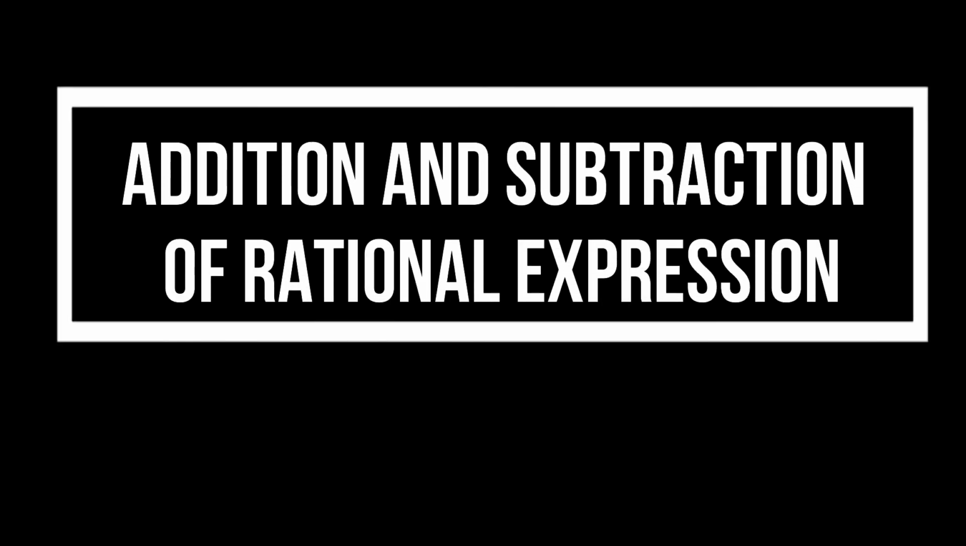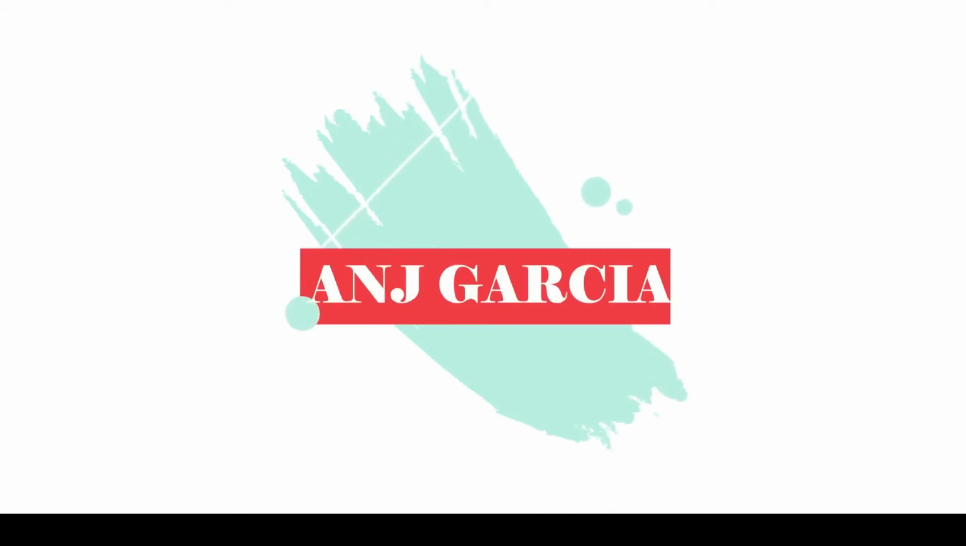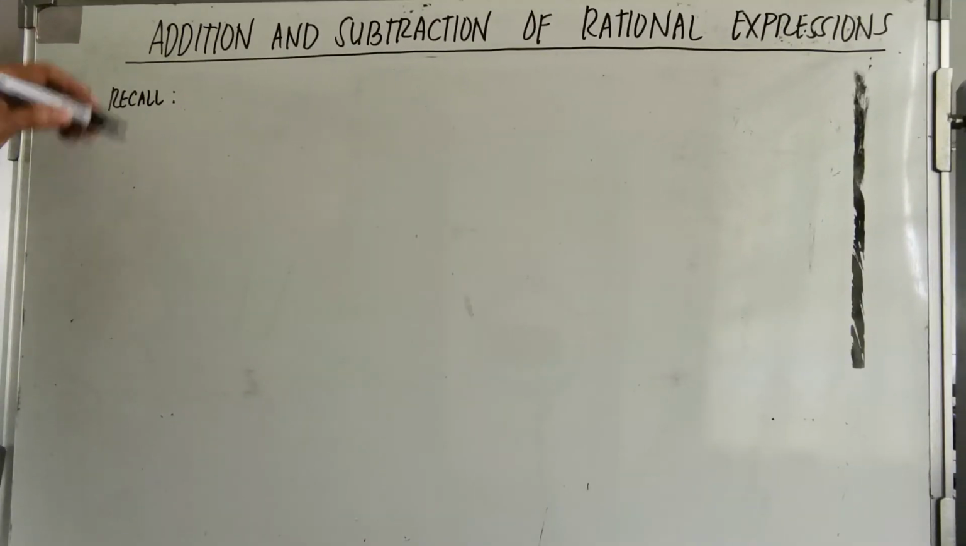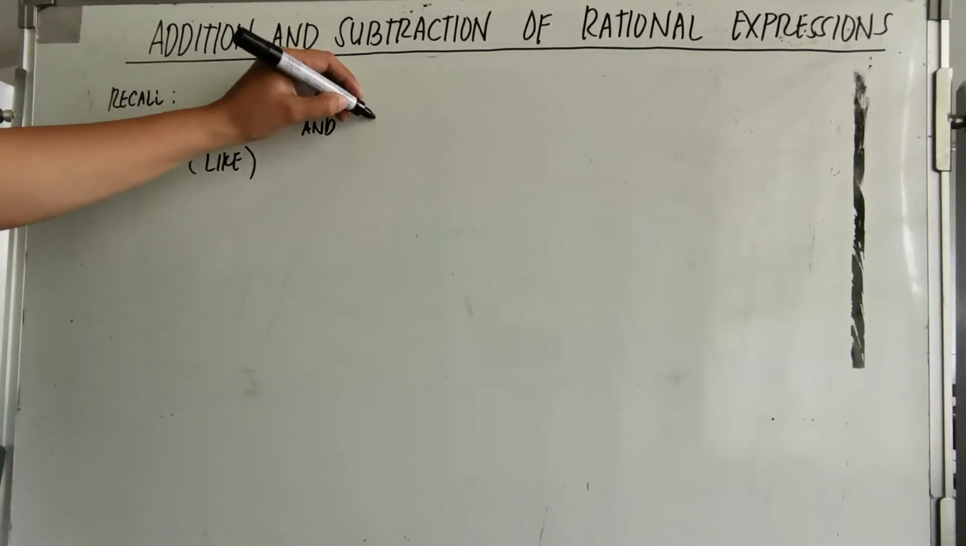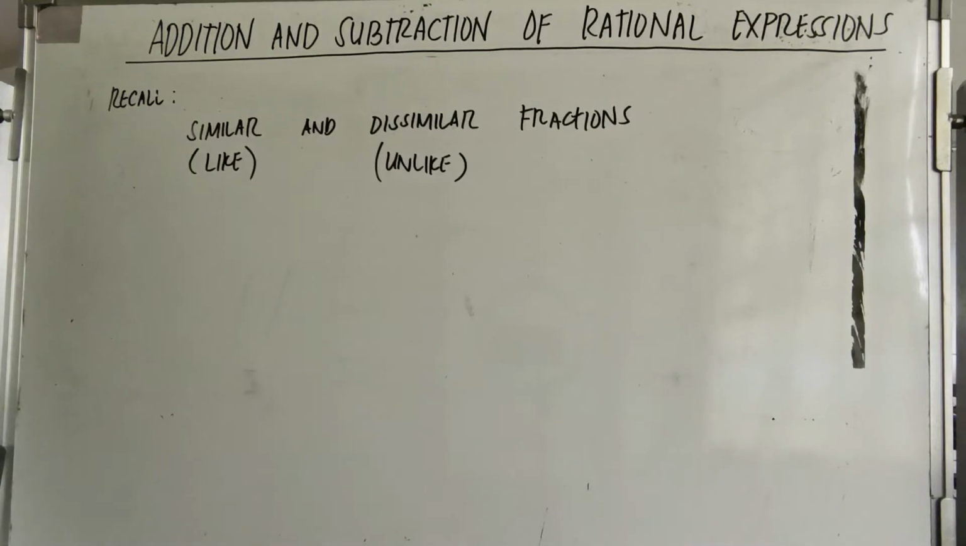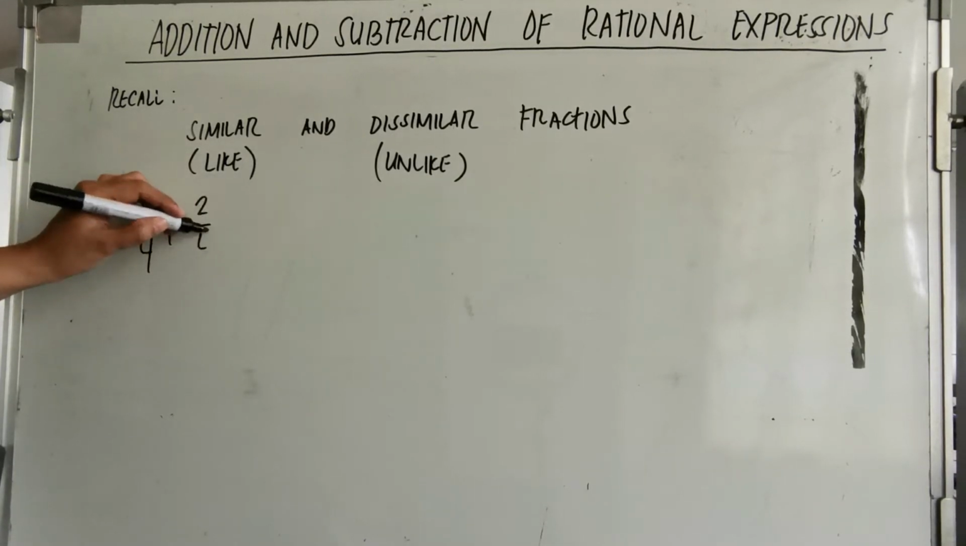Bago tayo mag-add and subtract ng rational expression, i-recall muna natin how to add and subtract fraction. In fraction, meron tayong tinatawag na similar, and the other one, we have dissimilar. So, i-recall natin paano ba tayo nag-add whenever na ang ating fraction ay like or similar. So, for example, sa ating similar fraction, meron tayong 1/4 plus 2/4.